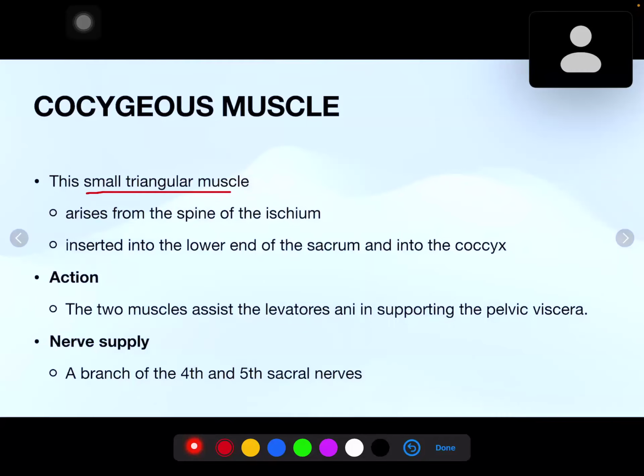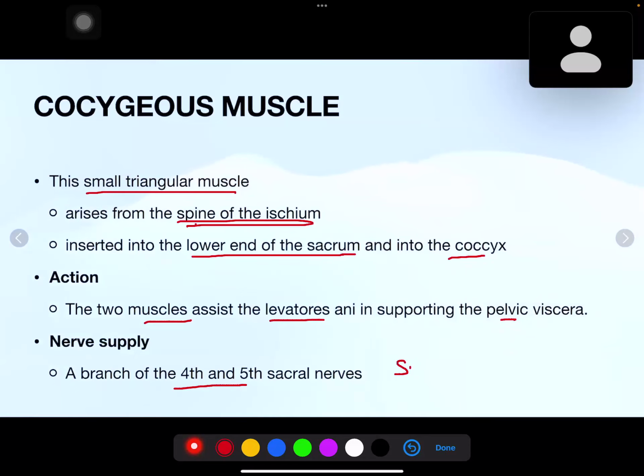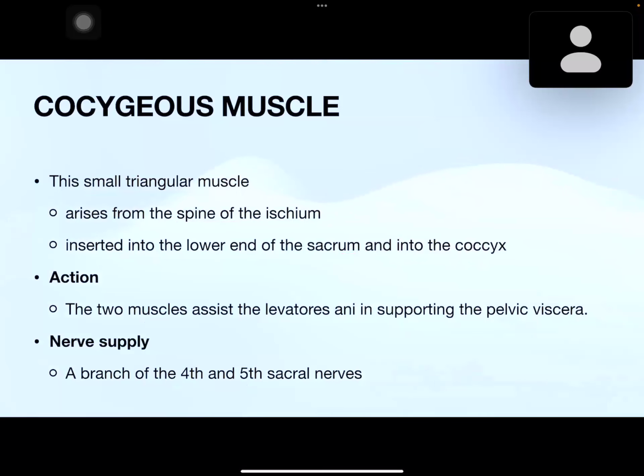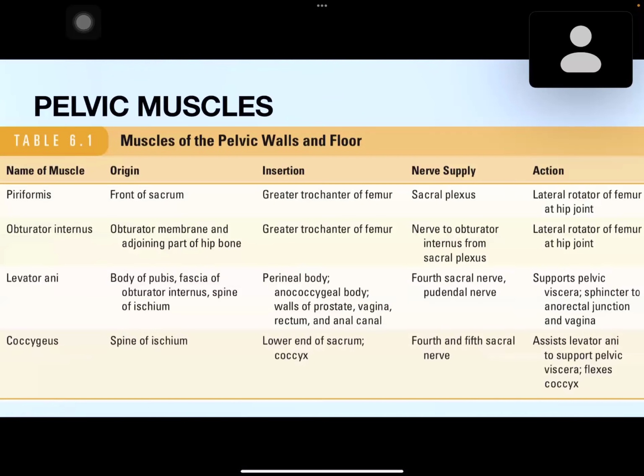So this is a small triangular muscle. It arises from the spine of the ischium and the lower end of the sacrum, and is inserted into the sacrum and the coccyx. So the two muscles assist the levator ani in supporting the pelvic viscera. Again, the S4 and S5 sacral nerves are supplying it. Okay, so this was all about the pelvic floor muscles.